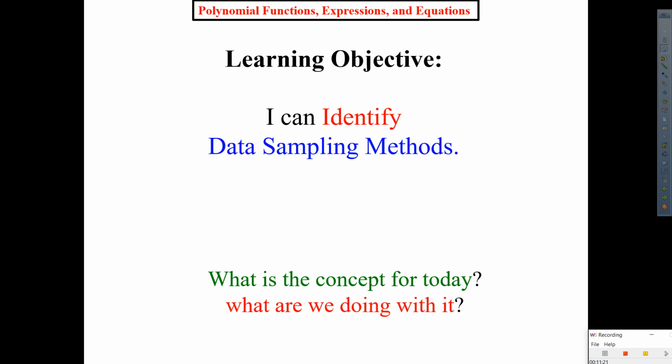All right, here we go. I can identify data sampling methods. You don't need a Frayer model. We're still dealing with statistics, and we're still getting into some of the different statistics that we're using. That's why, if you notice, I put data sampling in blue, because even though the main concept is statistics, data sampling is an umbrella. Under the umbrella of statistics, we're using data sampling.